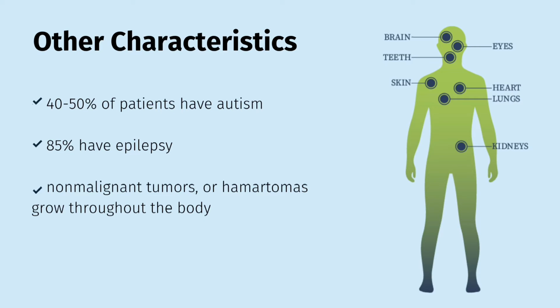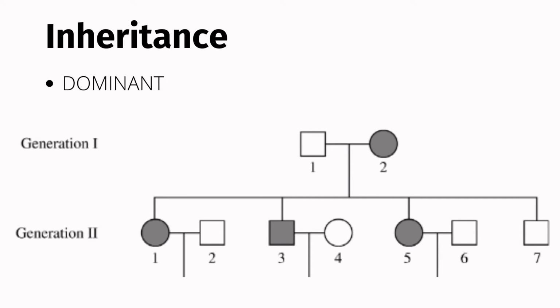Some of the other characteristics are that 40 to 50% of patients also have autism, and 85% of the patients also have epilepsy. Generally, tuberous sclerosis is described as having non-malignant tumors or hamartomas growths throughout the body. And as shown on the photo on the right, these tumors generally appear in the brain, eyes, teeth, skin, heart, lungs, and kidneys. So now we're talking about inheritance.